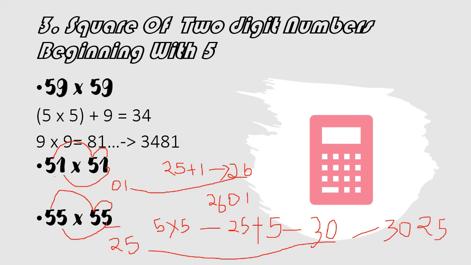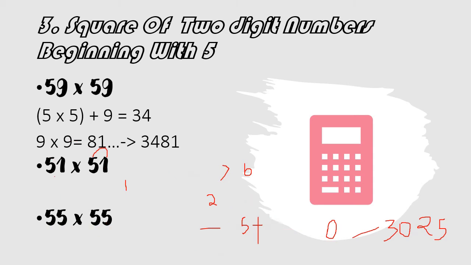Here, just watch it carefully. 55 into 55 is the square of a two digit number. It is beginning with 5, with 5 in the tens place, and it's also ending with 5. So you can apply the first rule here also. Just a second, I'll erase them off.